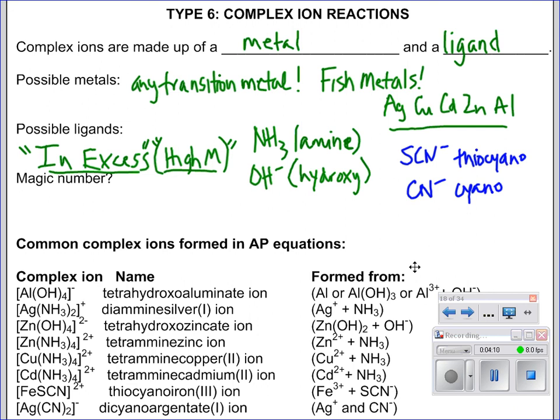Again, how do we know? Fish metal or transition metal, and you see "in excess" or things with super high molarities. That's the key. Okay? Now, how many ligands do we attach to these metals? Well, there's something I call the magic number. The magic number tells you how many ligands attach.